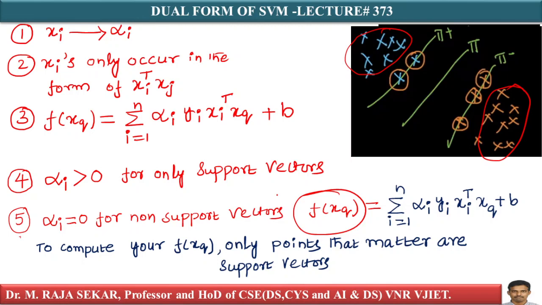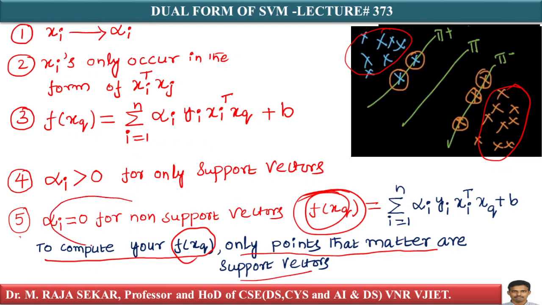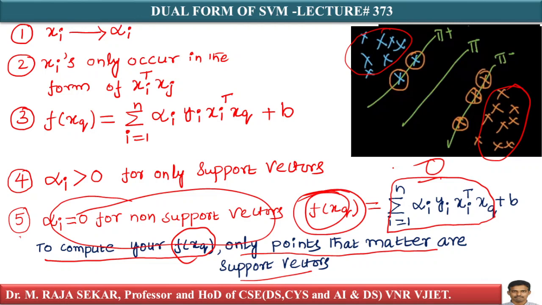Again, just go back to the dual formulation. That we will discuss in my next lecture, that is in lecture number 374. That's what it says. To compute your f of xq, the only points that matter are support vectors. Why? Because for non-support vectors, alpha is 0. Alpha is 0 means what? This entire term will become 0, isn't it?